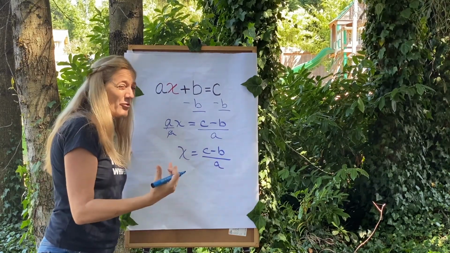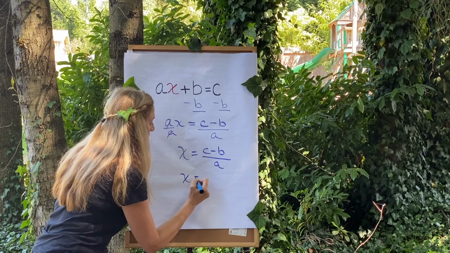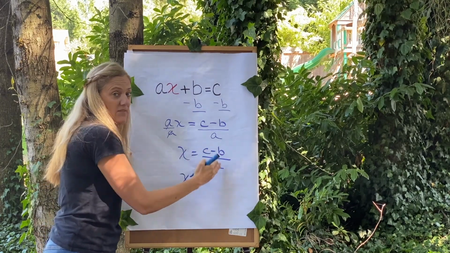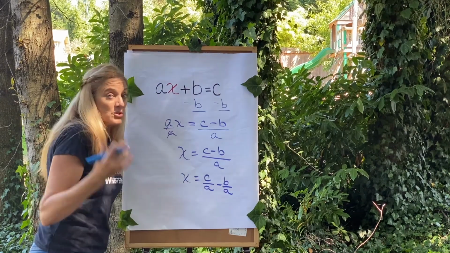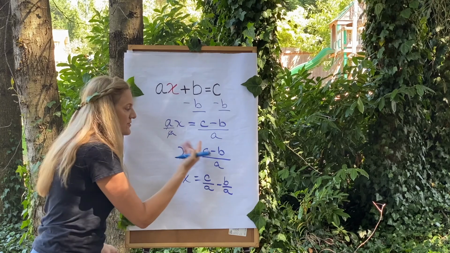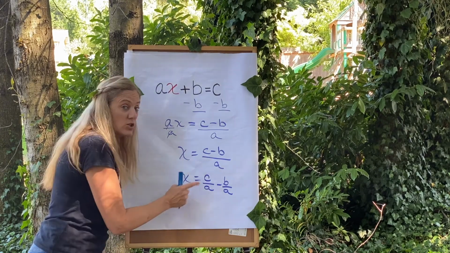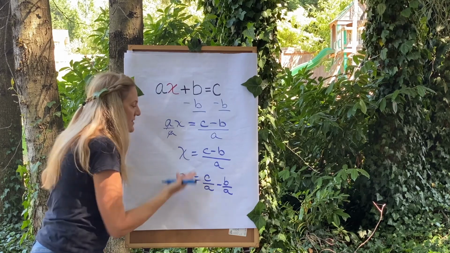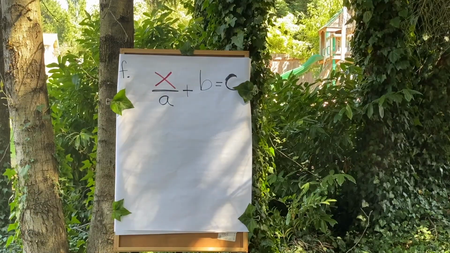Sometimes though, we want a different form of it. So let's have an equivalent form where I say C divided by A minus B divided by A. So now, regardless of which way I see it, I know what X equals. I have two ways I can write the final answer. No point in going this far unless you need to or there's some good reason for it. This is a great answer.